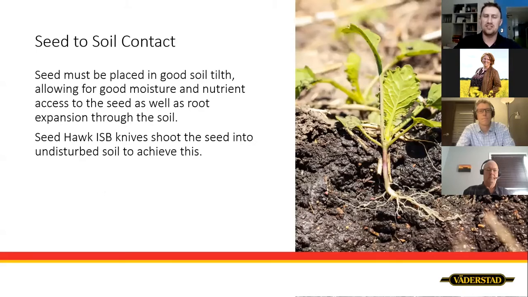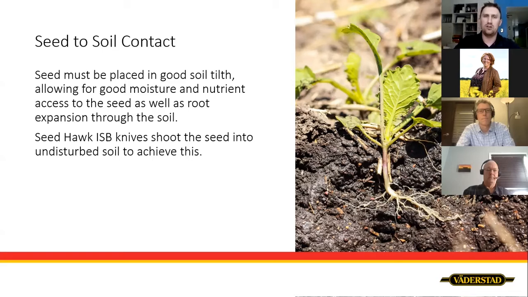So seed to soil contact is also a very important one that I don't think gets enough conversation. When you're putting the seed into the soil, it has to be placed in good soil tilth to be able to access that moisture and those nutrients. If you place the seed in clumpy, blocky, and hard soil with a lot of space around it, that nutrient and moisture access isn't going to happen, and that seed is, for lack of a better term, going to sit there. When you have that good soil tilth around the seed, then you have quick nutrient and moisture access, and you also have that good root expansion that is required for that plant to be able to grow and get out of the soil quickly.